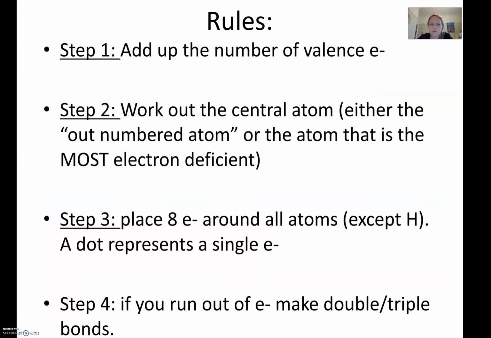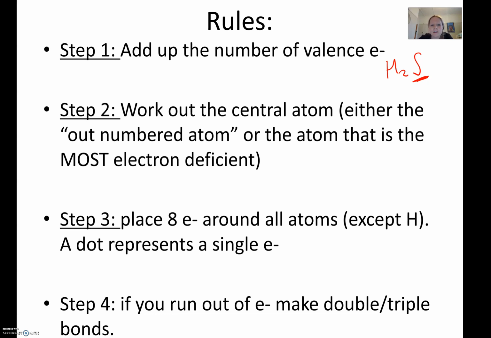So there are certain rules for completing Lewis structures. Step 1 is to add up the number of valence electrons. Step 2 is to work out the central atom. There are 2 methods here. You either look by symmetry. So if we're looking at, for instance, an example of H2S, S is by itself, so we would make that the central atom. That's the easiest way, but we can't use that all the time. So we have to have another way of doing it.